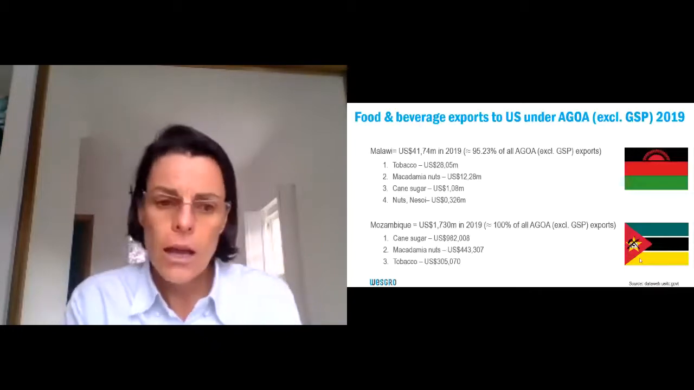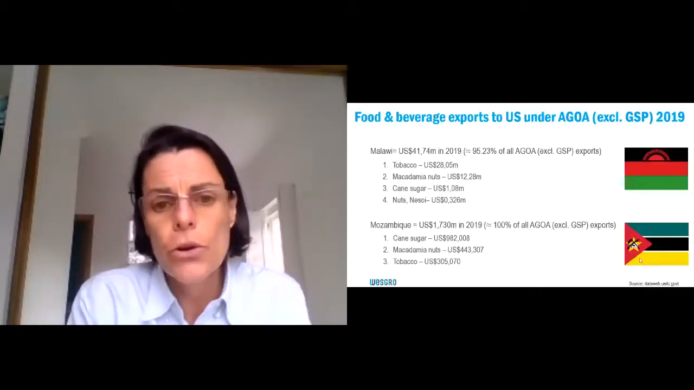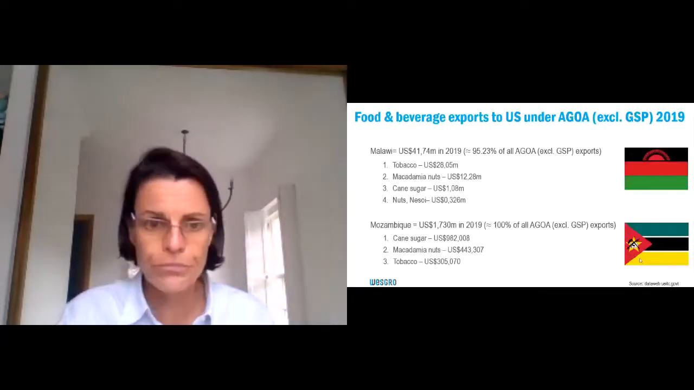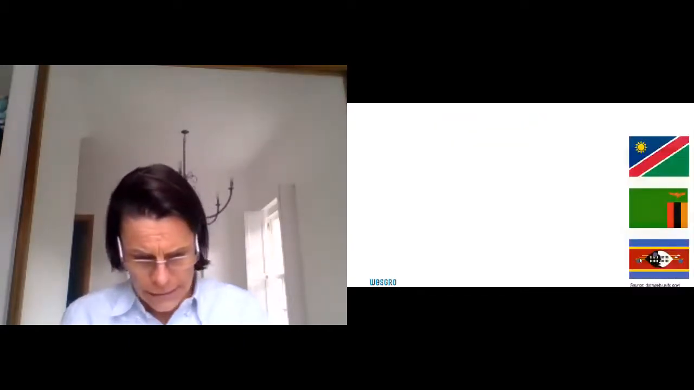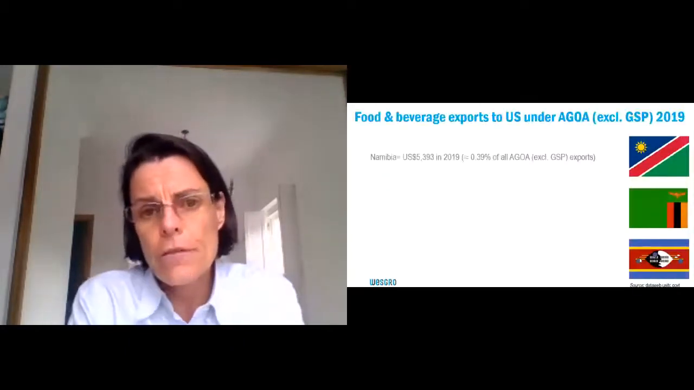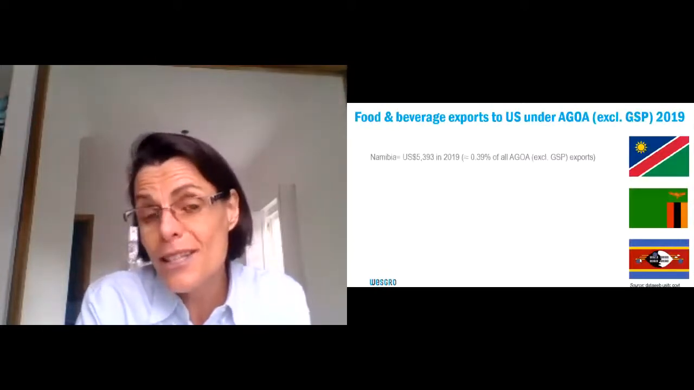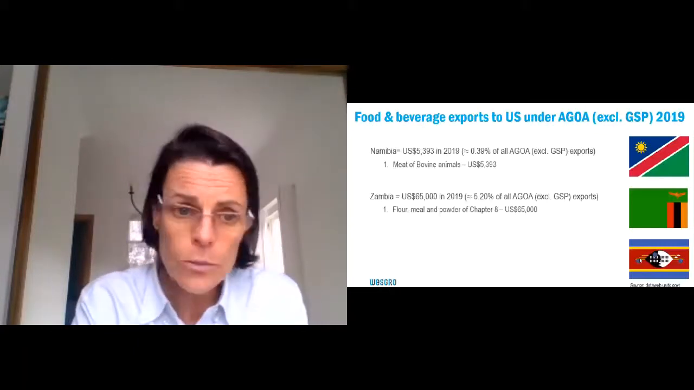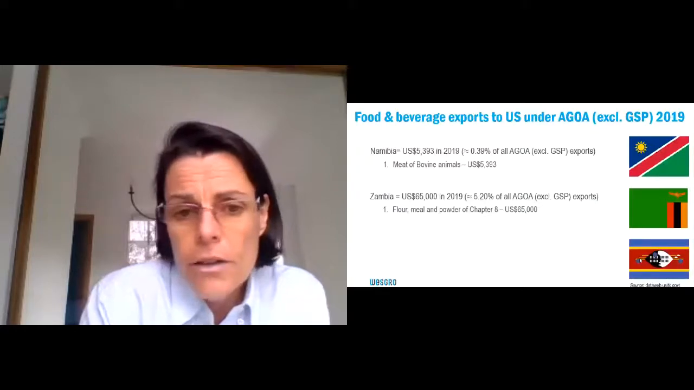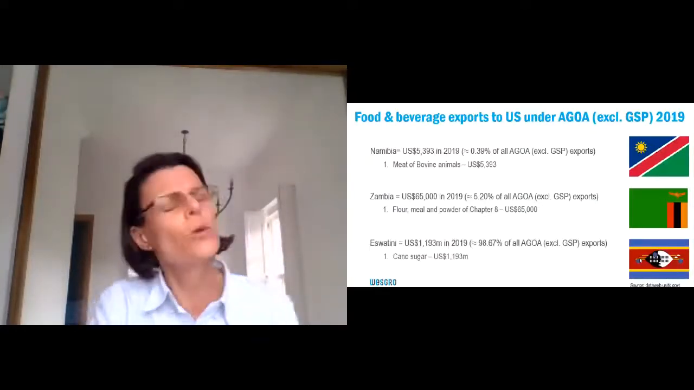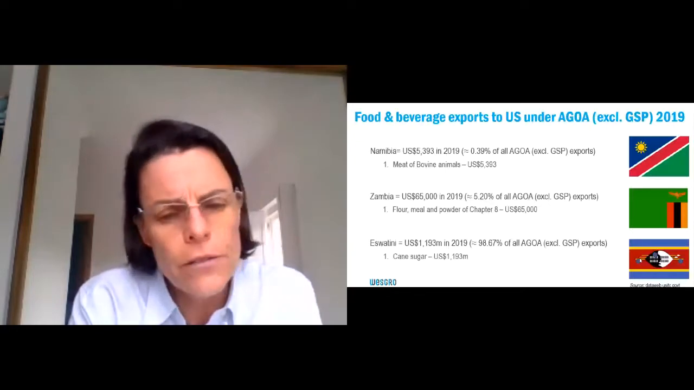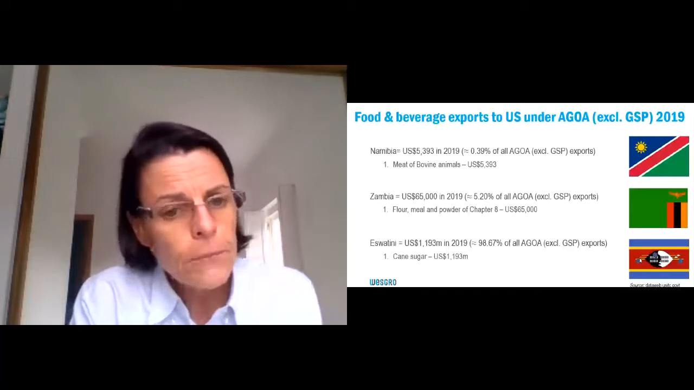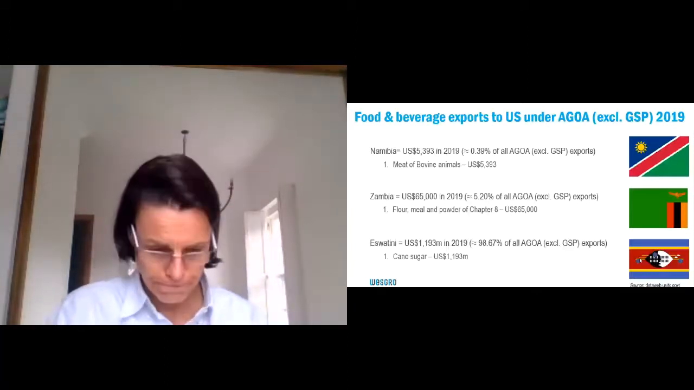Mozambique, similarly, all of their exports to the US were of an agricultural nature in 2019 as well. Cane sugar, macadamia nuts, and tobacco. Very briefly, Namibia, very small percentage of their Agoa exports to the US last year were agricultural or food and beverage in nature. Meat of bovine animals. Zambia, very small percentage as well, only $65,000, very, very small. And that was of Zambia's total exports of about $1.25 million worth of Agoa products, so fairly small as well. And Eswatini, very high utilization rate as well. Cane sugar going out to the US last year.